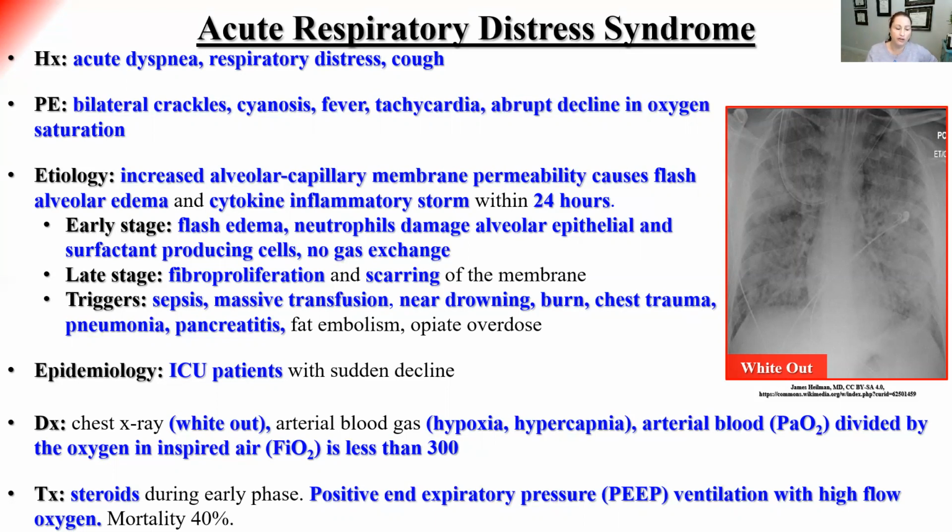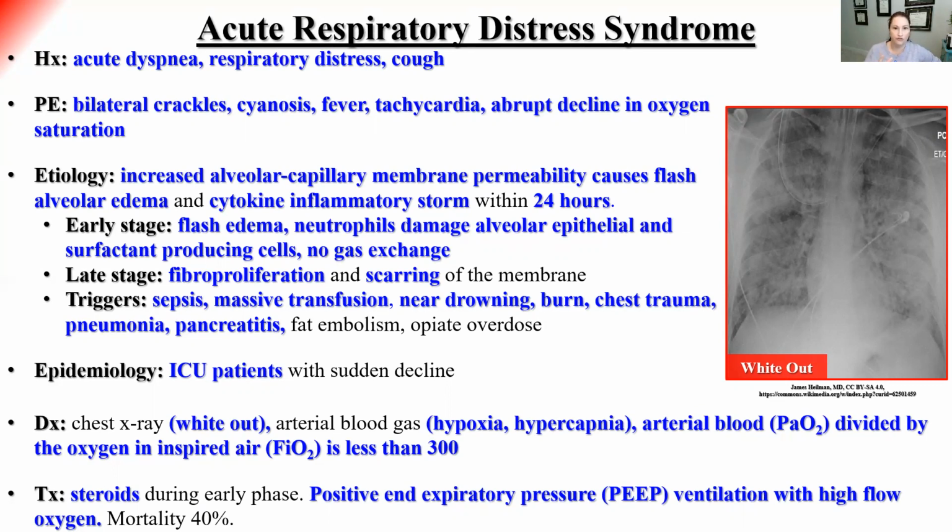You should be looking for, in the question, an ICU patient that suddenly goes into acute respiratory decline. That's very important. These are usually sick people that get ARDS. So ICU patients, sudden respiratory decline. So acute dyspnea, respiratory distress, and cough on the history. On physical exam, bilateral crackles, cyanosis, tachycardia, fever, and then an abrupt decline in oxygen saturation. So all of these signs of respiratory distress.